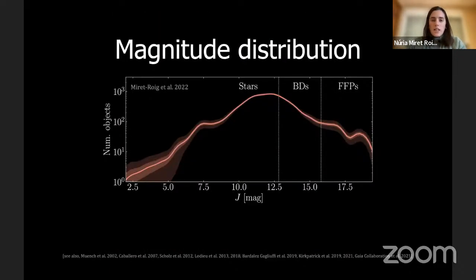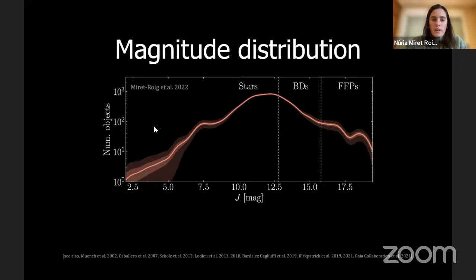The first thing that we can do is obtain the magnitude distribution. This magnitude distribution is a very important tool because it's a direct product from observations. It only depends on the census of stars, brown dwarfs, and free-floating planets that we have obtained. Once we have the members, the magnitudes are directly there. So we can simply count how many objects we have per magnitude bin.